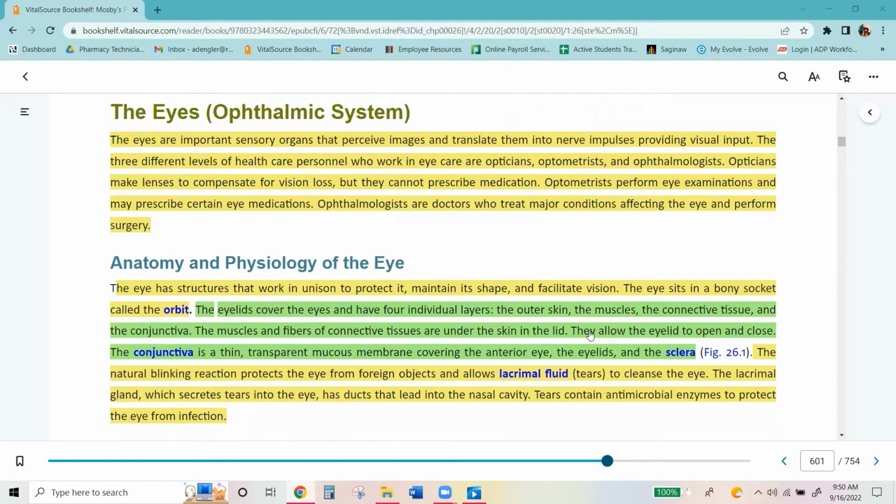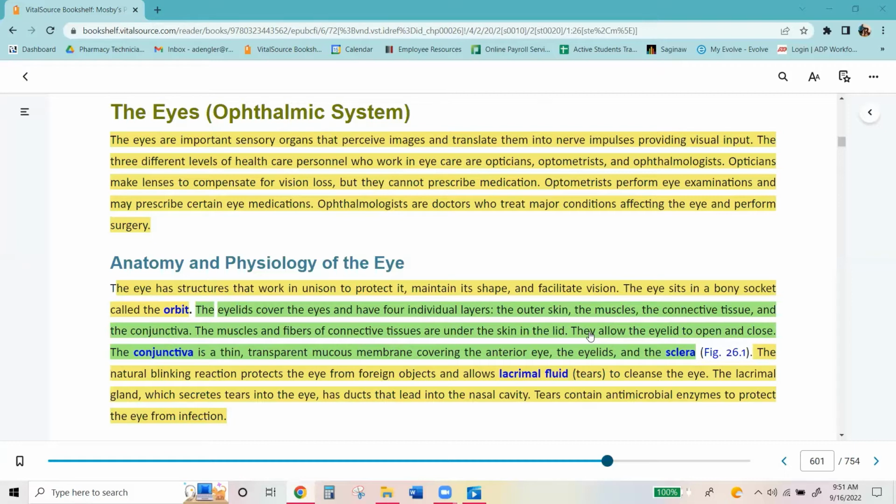The eyes are important sensory organs that perceive images and translate them into nerve impulses, providing visual input. The three different levels of healthcare personnel who work in eye care are opticians, optometrists, and ophthalmologists. Opticians make lenses to compensate for vision loss, but they cannot prescribe medication. Optometrists perform eye examinations and may prescribe certain eye medications. Ophthalmologists are doctors who treat major conditions affecting the eye and perform surgery.